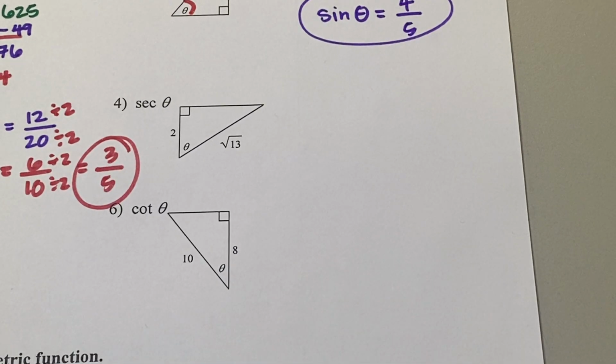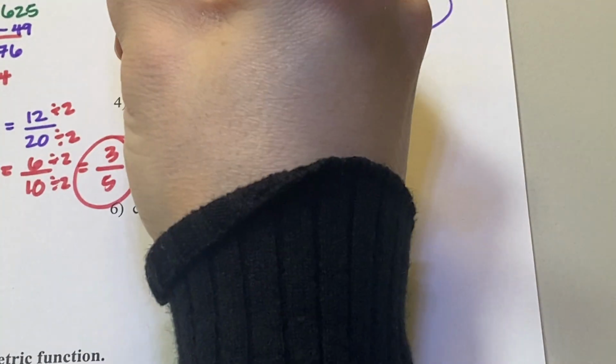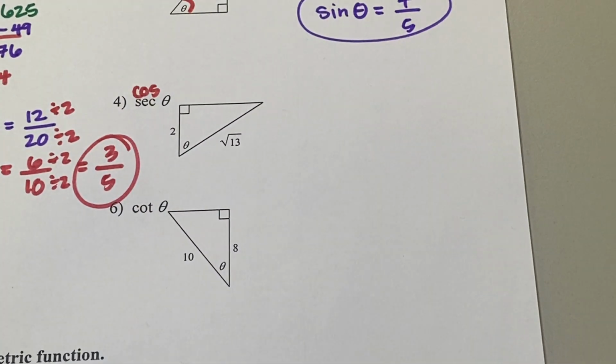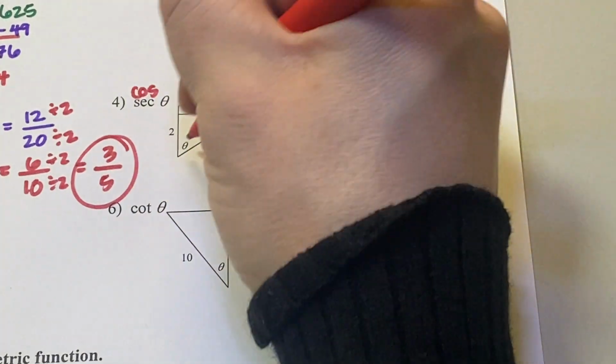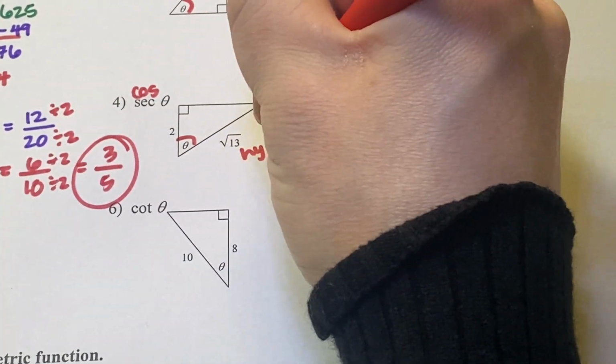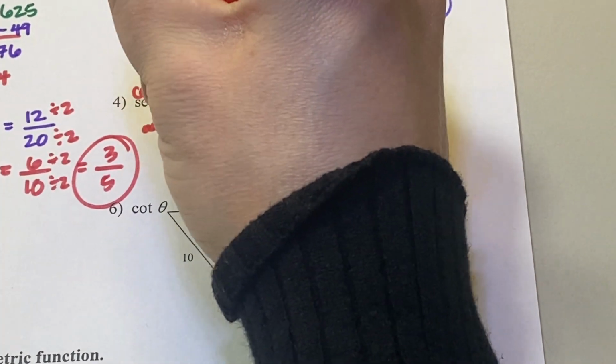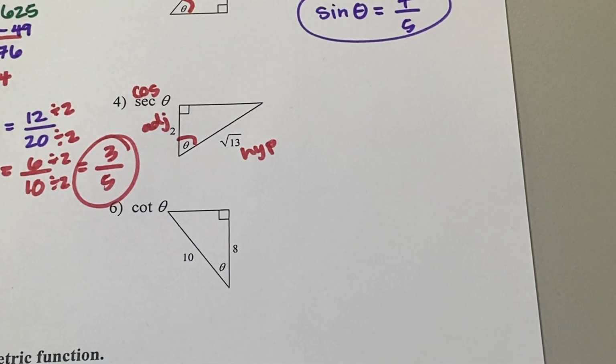Okay, it's asking for secant. What was the original of secant? Look back on your paper, the back of your paper. It's cosine. Cosine, yeah. So then the square root of 13 would be the hypotenuse. Beautiful. And then 2 would be adjacent. So then you can just go ahead and, from there, you don't have to do anything else. Boom, Bella's got it, okay?